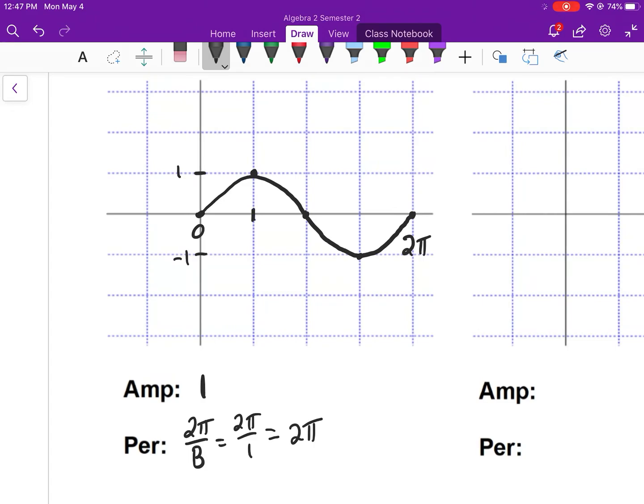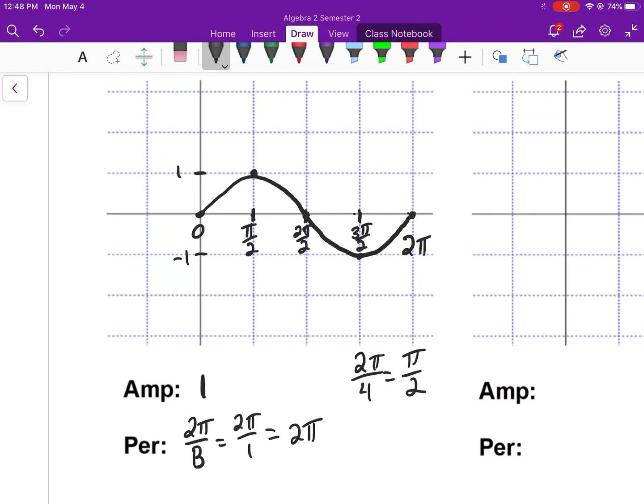Now, we got to figure out these marks right here. So just think 1, 2, 3, 4. Okay, because we went from midline, peak, midline, bottom, midline. Okay, so what we're going to do is divide by 4. Okay, again, fractions are just division. 2 pi over 4 is pi over 2. Okay, so all we're really doing is counting by pi over 2, 2 pi over 2, 3 pi over 2, 4 pi over 2.